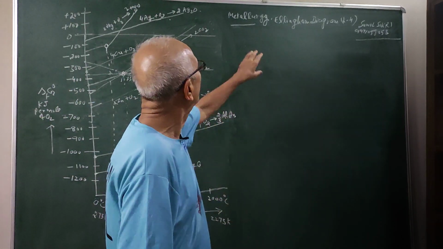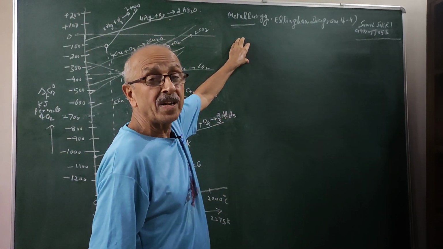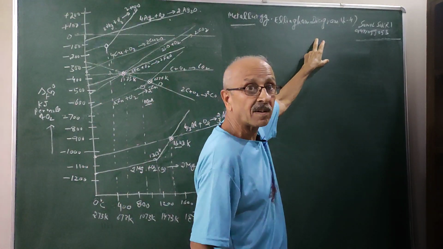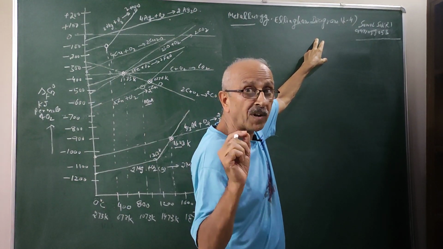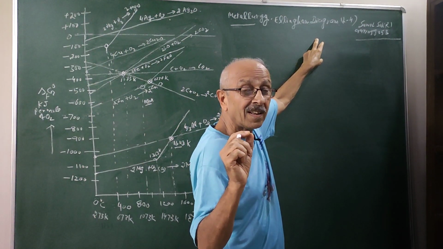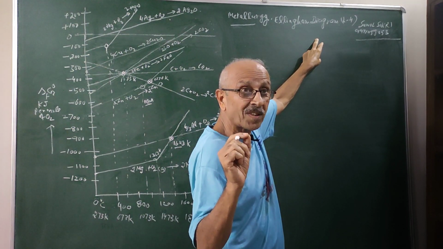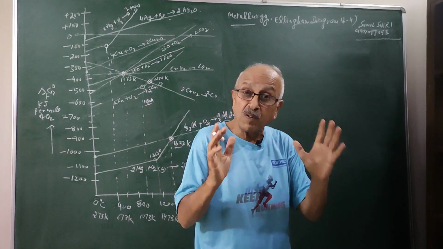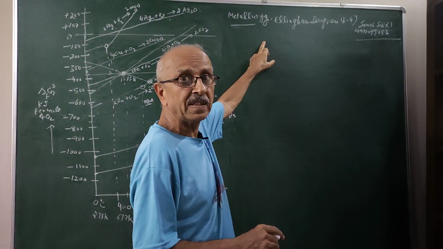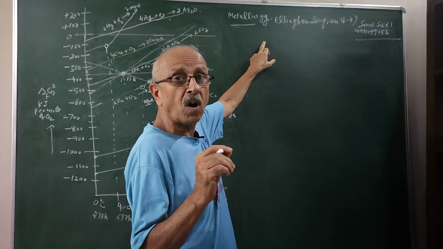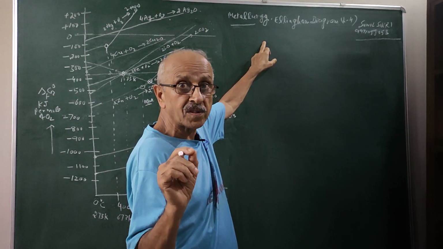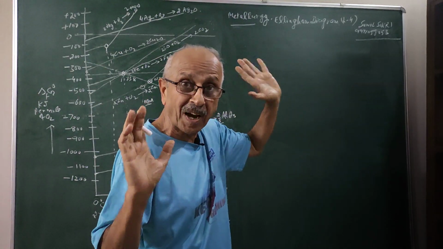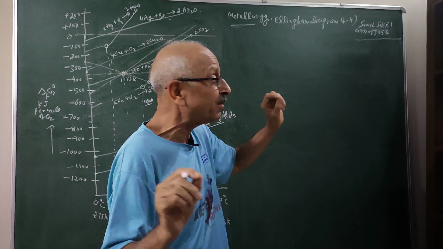Hello students, we are now going to tell you a very important topic. The name of the topic is Ellingham diagram: the thermodynamics behind the extraction of metals, or the reduction of metal oxides to obtain the metals. What are the principles? We will be using thermodynamic principles in order to obtain metals from their oxides. The scientist Ellingham made a very important graph.